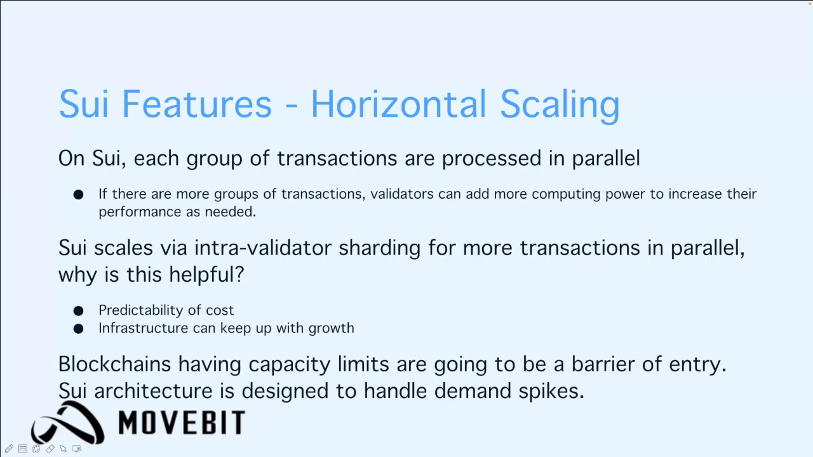But why is this helpful? So this is helpful for a couple of reasons. The first one is that the cost is predictable, and the infrastructure can also keep up with growth. So blockchains having capacity limits are going to be a barrier of entry, but Sui's architecture is designed to handle demand spikes.